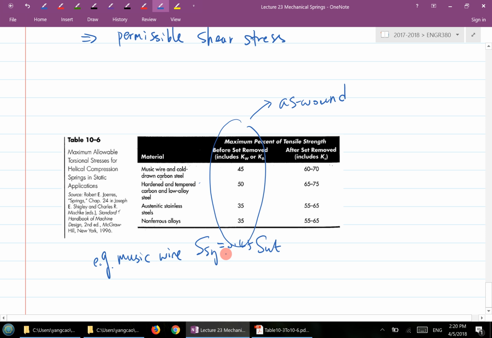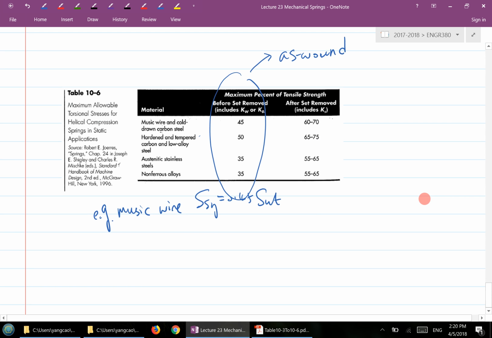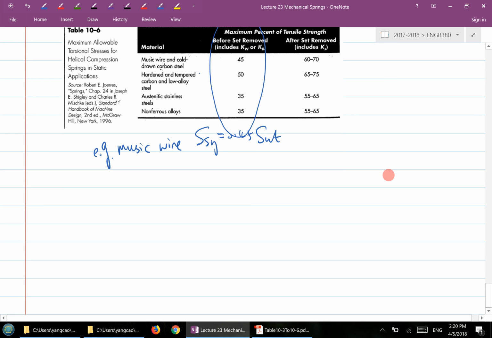Okay. So that is how you calculate strengths, right? So now we're pretty much set. We have our stress, we have our strengths. So let's take a quick look at an example here. Typical examples for the mechanical spring question here.